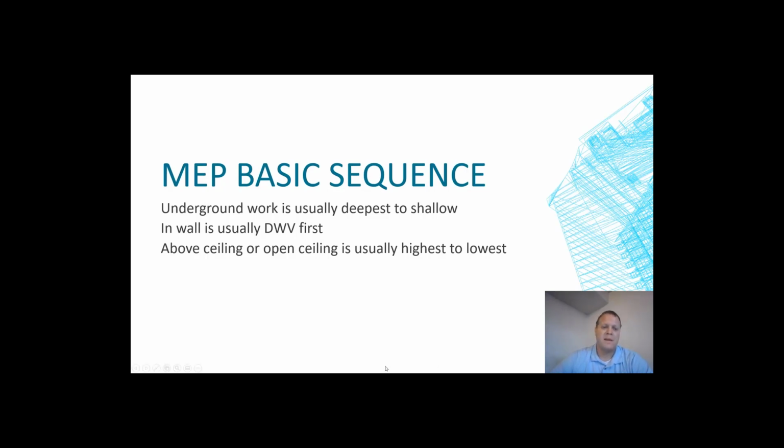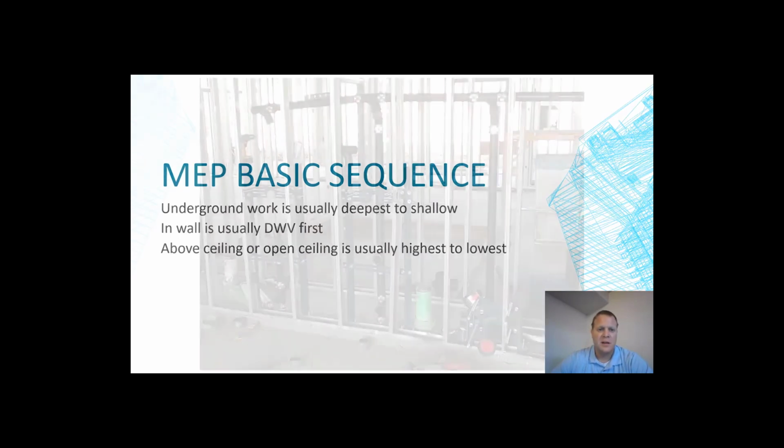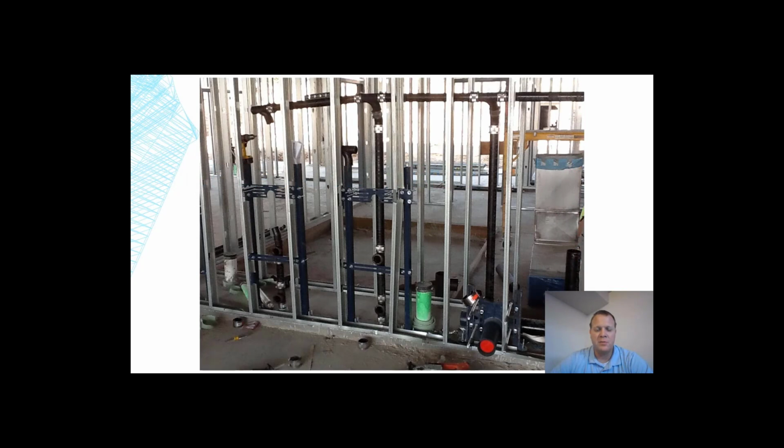Now, in a wall, the drain waste vent is usually the first thing, and I'll show you a picture of that. And then above ceiling is usually highest to lowest, meaning you work from the top down in a ceiling space. Let's look at the drain waste vent in a wall, because we're going to use the example of the plumbing underground here in a second, and talk about that relative to sequence and coordination.